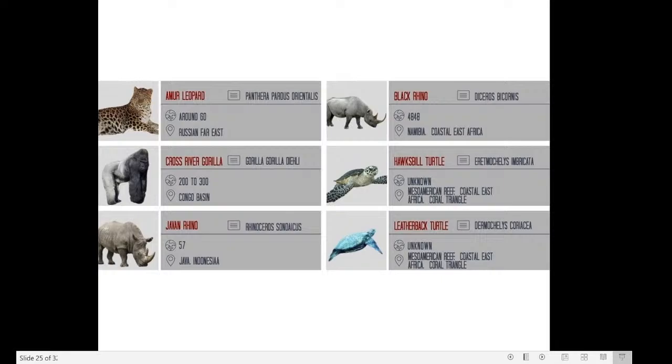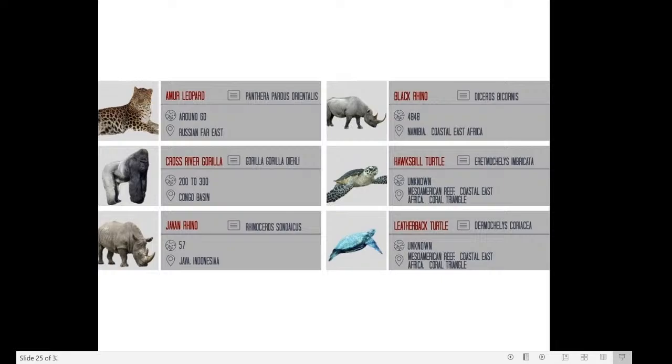Then the Cross River gorilla, 200 to 300 are present in the Chinko Basin. Then the Javan rhino, 57 are present in Indonesia. And the black rhino, 4848 are present in the Mumbai and coastal East Africa region.